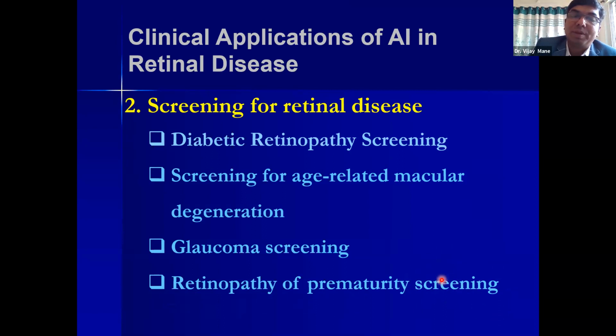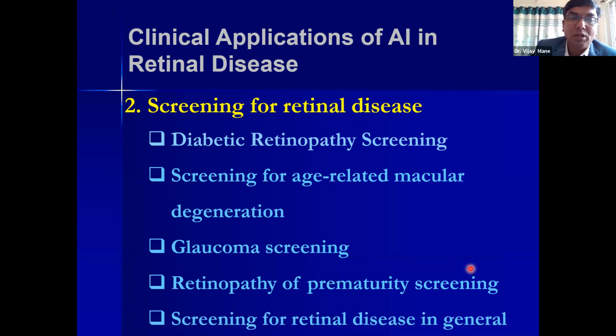Many newborn babies face problems related to improper development of the blood vessels. That leads to permanent loss of vision. A test for that particular condition is referred to as retinopathy of prematurity. So you can screen for that. Whenever there is a baby, screen for that. Or screening of retinal disease in general.